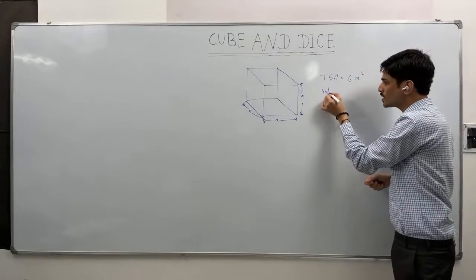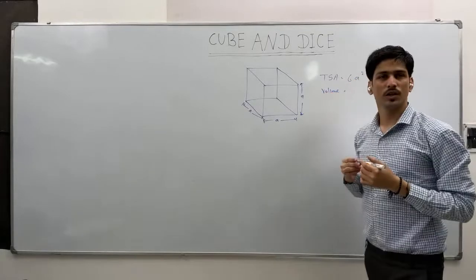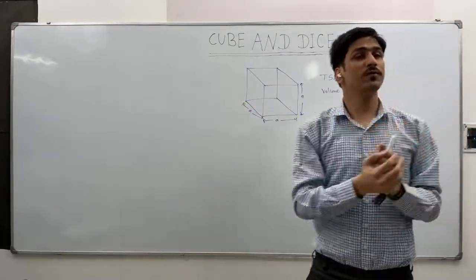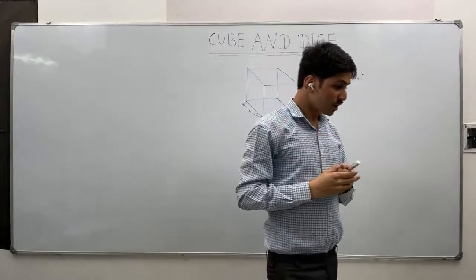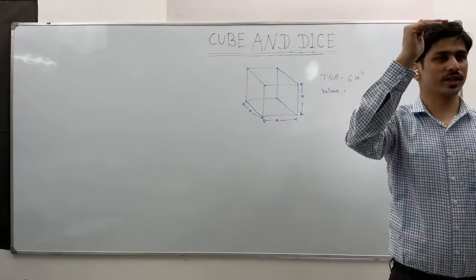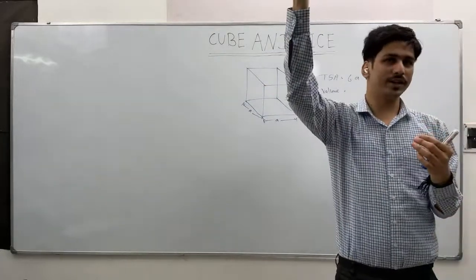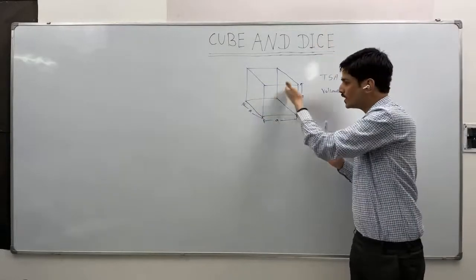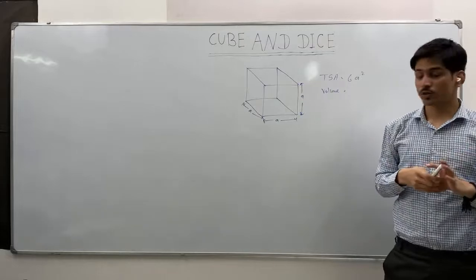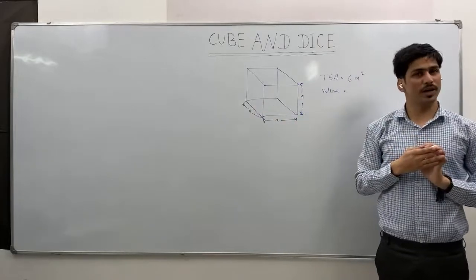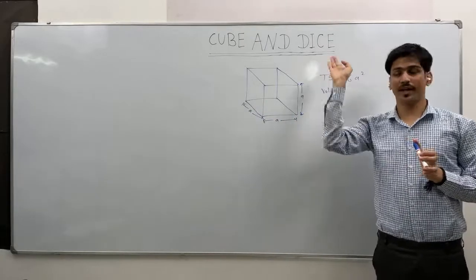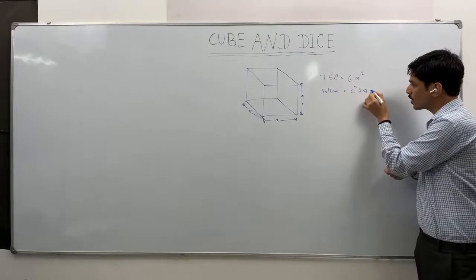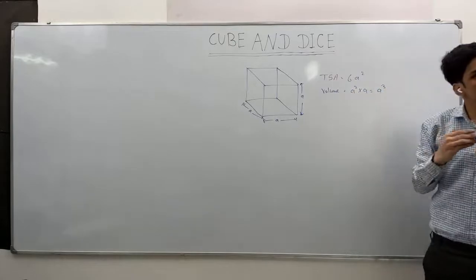And next, if I ask you what is the volume of this cube? A cube, right? Because A into A into A. In general, if I ask you what is the volume of any 3D structure, we say base multiplied by height, or the area of the base multiplied by height. So what is the base here? Square, right? What is the area of a square? A square. And what is the height? A. So A square multiplied by A, which is A cube. So this is how we get the volume.